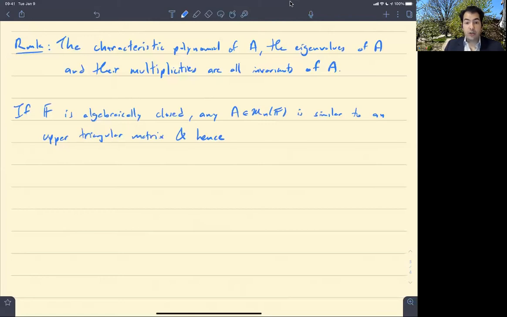So the characteristic polynomial of an upper triangular matrix would just be the product of a_ii minus lambda, when i goes from 1 to n. So in particular, we can see that the trace of A is just the sum of the eigenvalues counted with multiplicity. And the determinant of A would be the product of the eigenvalues counted with multiplicity, repeated with multiplicity.